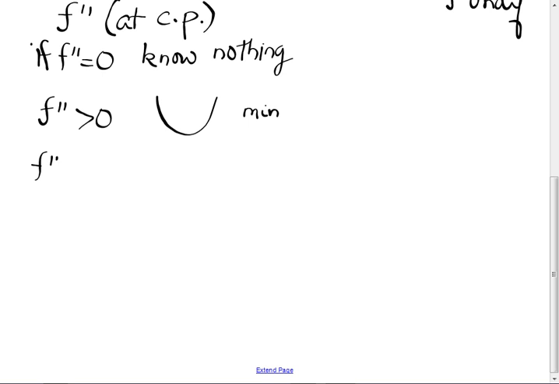What if f double prime is negative? That means my function's concave down, and I have a max. I should say of C. Is that okay, you guys in the back? Remember that? They're going to ask you that. They might only give you the second derivative and the critical point. I've seen it. I just don't remember. You don't need f triple prime. Just the second derivative.